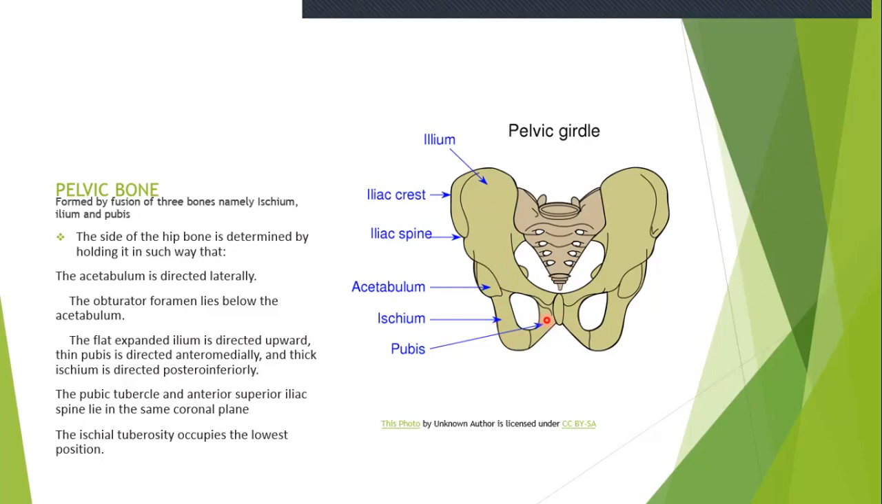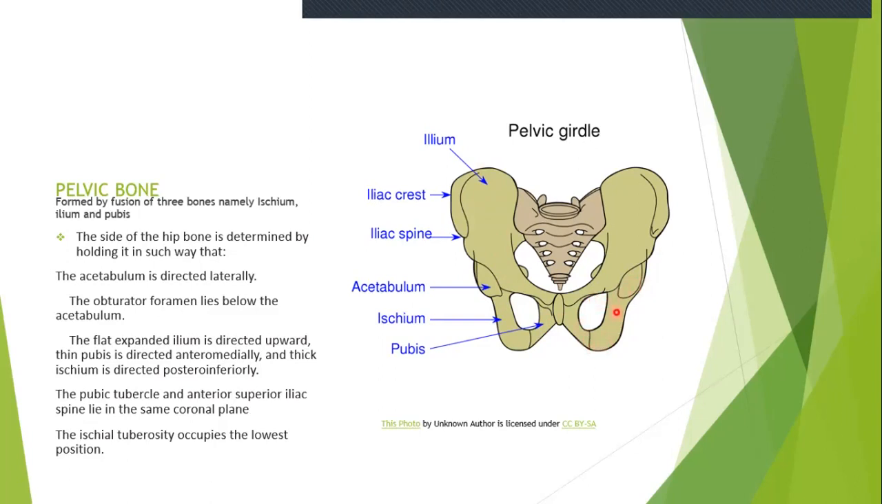Okay, so you can be asked to side the hip bone or the pelvic bone. How will you do it? The acetabulum should be directed laterally. Okay, this acetabulum should be directed laterally. This obturator foramen, as you can see, should lie below the acetabulum.